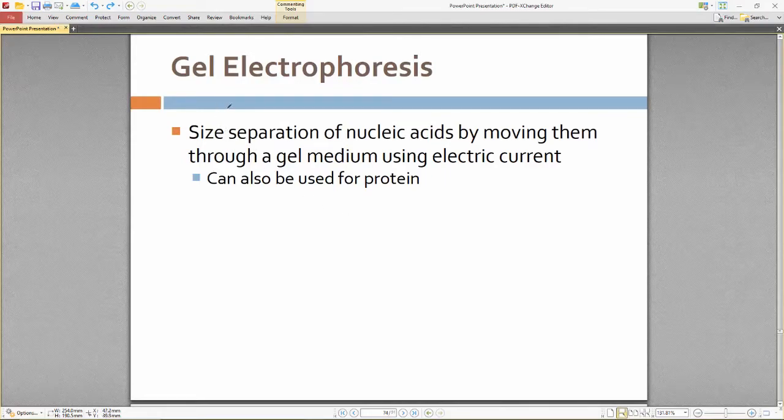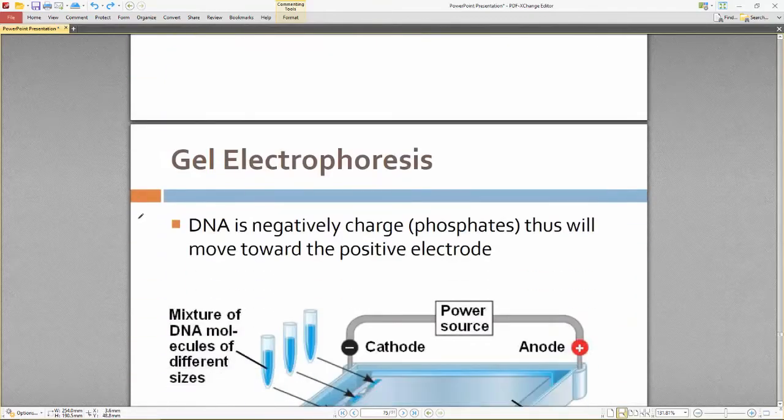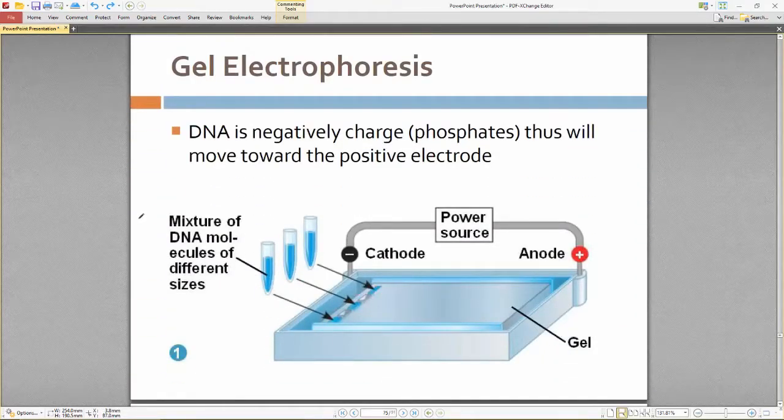So gel electrophoresis is how we visualize DNA. So what is it? It's the size separation of nucleic acids, or sometimes even protein, by moving them through a gel medium using electric current. Oh, it can also be used for protein. Yes, added. So how does it work?